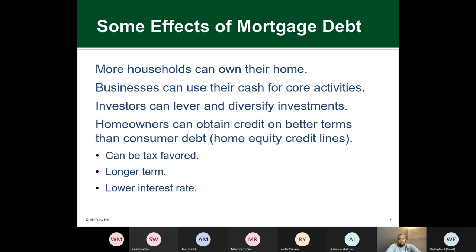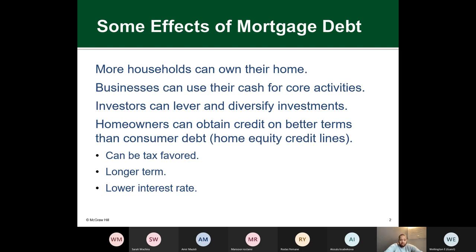With the creation of a mortgage, more people can own their own home, right? Businesses can use cash for core activities. Investors can leverage and diversify. And homeowners can obtain credit with better terms than just looking at it from what we call a consumer, which is just using credit score to get a smaller amount of money. So a mortgage has a lower interest rate than our lines of credit or home equity. They're better for taxes, right? We have a lot of things that are available and have access to because of the creation of mortgages.